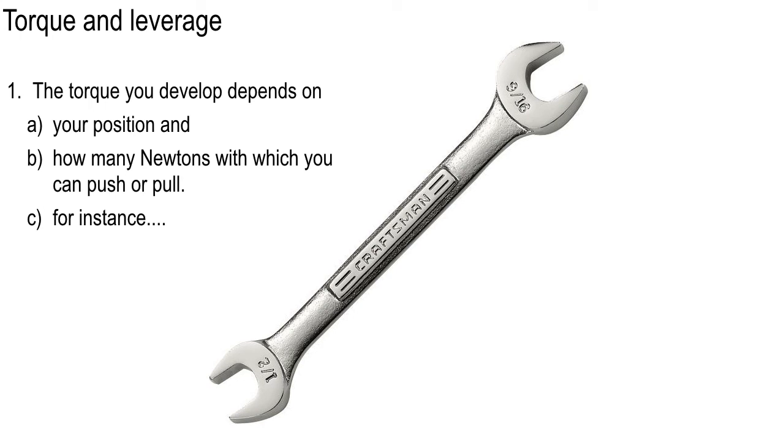The amount of torque, which is the rotational analog of force, depends on where your position is. Like for the seesaw, where are you on the seesaw? Are you 2 meters on each side, or are you different? Is one of them 2 meters and the other one 1.5 meters? That changes the net amount of twisting torque, and also how many newtons with which you push or pull at that point. All right.